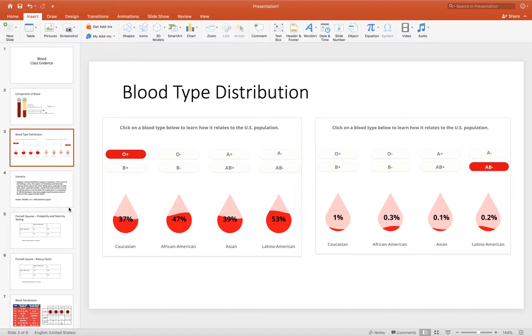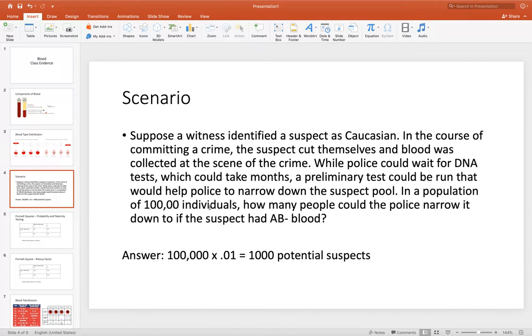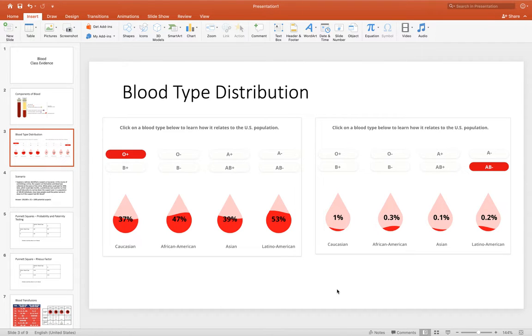Now, how do we use this? So I can give you a scenario. So suppose a witness identified a suspect as Caucasian. In a population of 100,000 individuals, how many people could the police narrow it down to if the suspect had AB negative blood? Now, you might be thinking, well, instead of doing that, why don't we just do a DNA test? Well, DNA tests take months in order to get that result. So if the police wanted to find a suspect as quickly as possible, we could possibly narrow it down to a smaller suspect pool. Well, if we know that the suspect is Caucasian, we can go back and look at the blood type distribution of individuals that have AB negative blood.